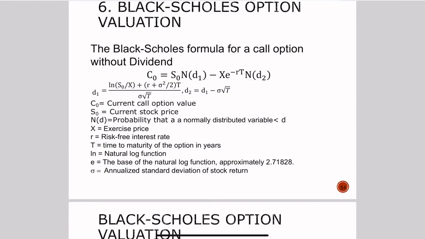So last class we discussed the Black-Scholes option formula. It's a very nice model which could be used to value European options, both put options and call options, both with dividend or without dividend. And this Black-Scholes model could also be used to value American calls without dividends.